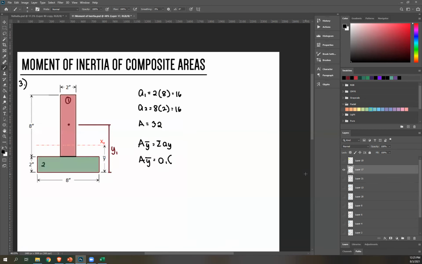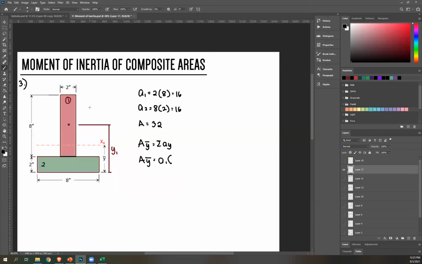Huwag niyong kopyahin yung sagot sa nakikita niyong solutions. Iba yung ginawa kong label for each rectangle. So it's not 1. This is 1. Okay. So again, please try to solve and not just copy the answer that you see in whatever you're looking at.